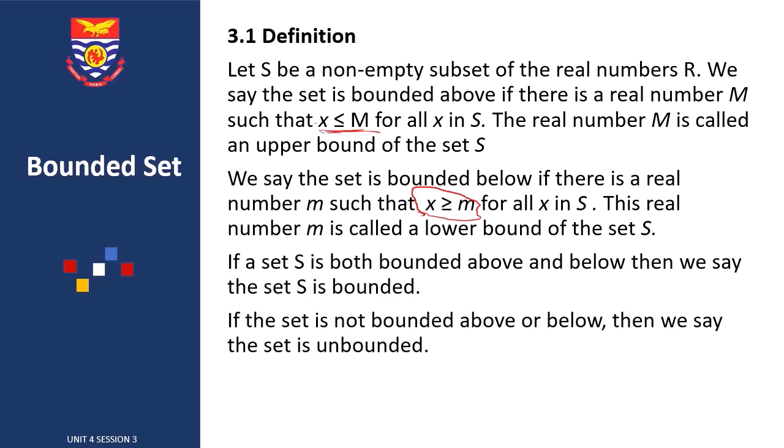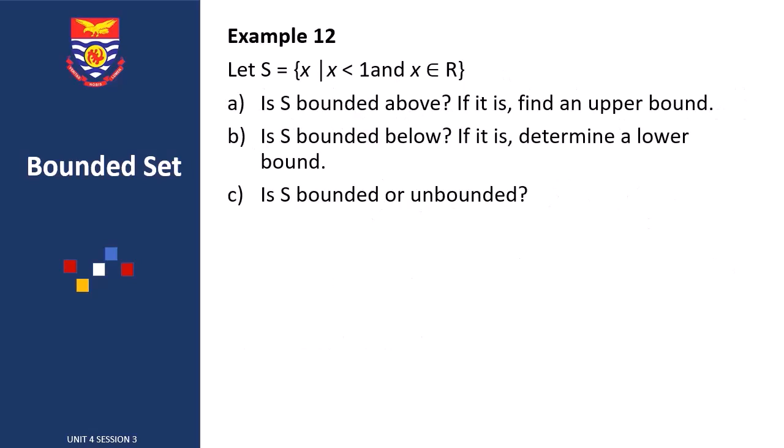If set S is both bounded above and bounded below, then we say the set is bounded. If the set is not bounded above or not bounded below, then we say the set is unbounded. So once only one condition fails, we say it's unbounded because it can go in the other direction. Great. Okay, let's look at example 12.